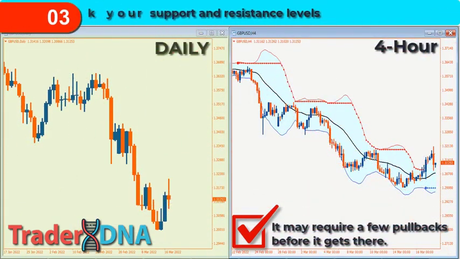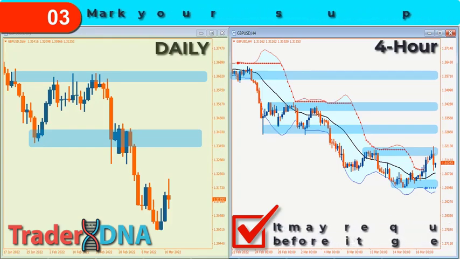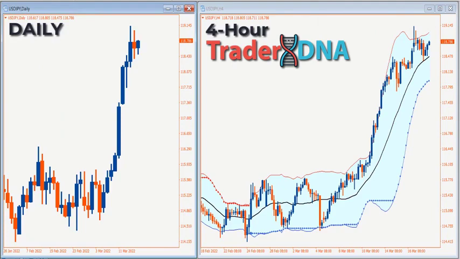Third, mark your support and resistance levels on the daily and 4 hours charts. Here are other examples of the price action trading on the 4 hours charts to fully understand this wonderful strategy and to make the most out of it.